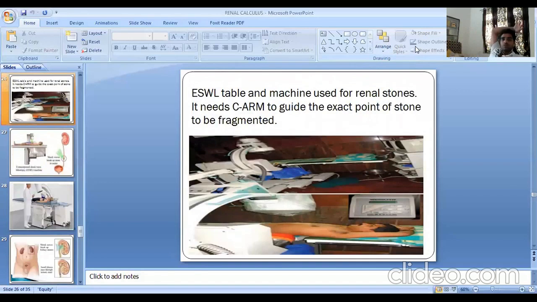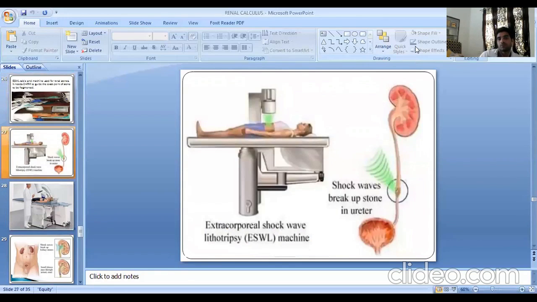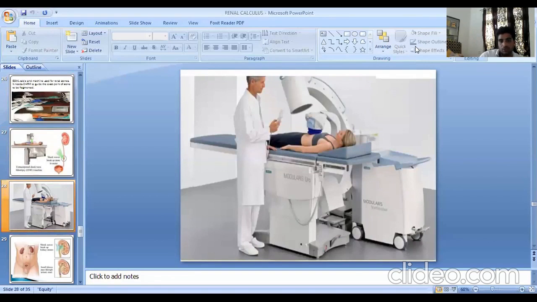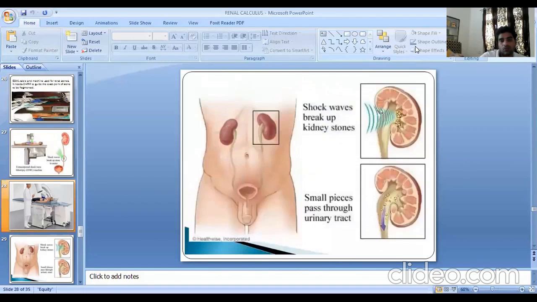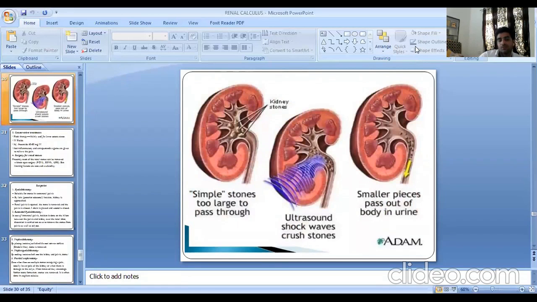ESWL table or machines used for renal stones. It needs a C-arm to guide the exact point of the stone to be fragmented. In this picture you can see the ESWL machines, and this is the same ESWL machine. In this figure, shock waves break up kidney stones. Small pieces pass through the urinary tract. Simple stones are too large to pass through.